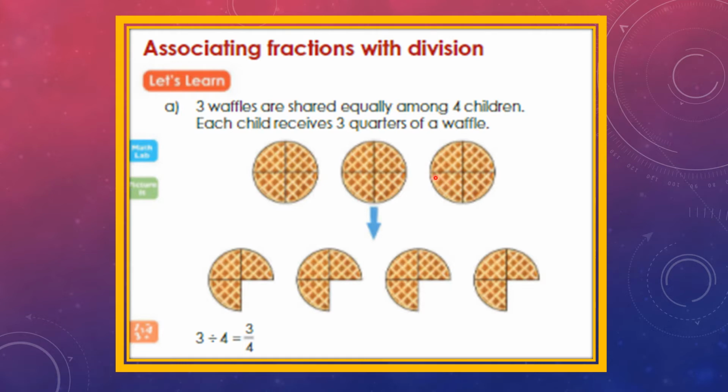After that, we're going to distribute the slices to the four children. So we have the four kids. Then each child receives 3/4 of a waffle. So if we divide, class, 3 divided by 4 equals 3/4. Our numerator is 3 because each child receives 3/4 of a waffle, and our denominator is 4 because there are 4 children.